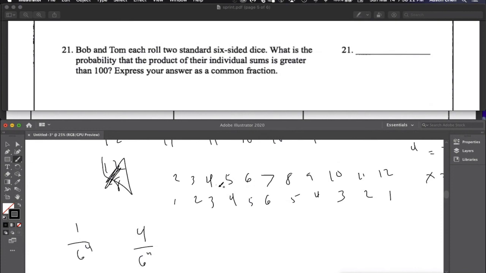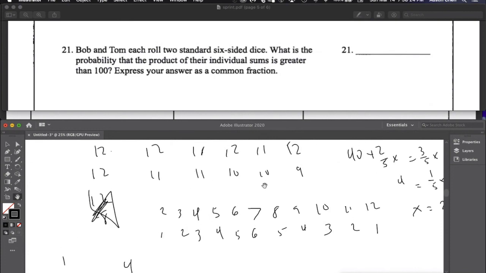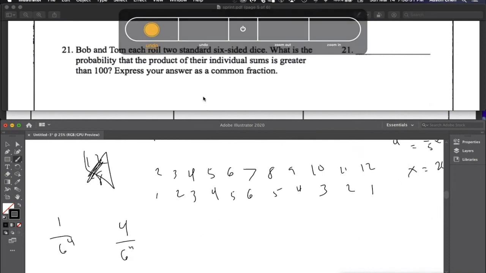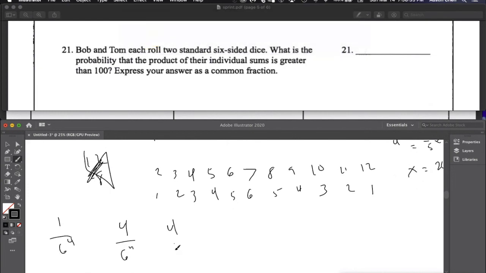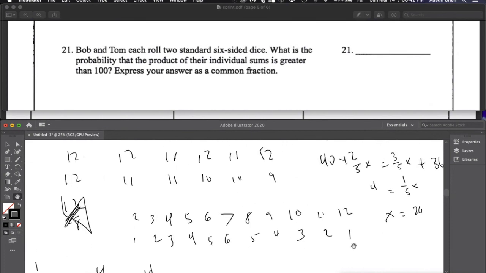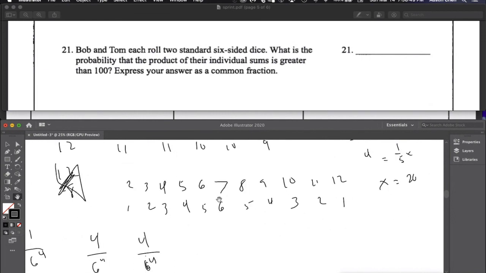And then you basically just do this with all of them, right? So 11 and 11, that's going to be 2 over 36 times 2 over 36, which is going to be 4 over 6 to the 4. And because it's double 11s, you can't arrange that in any other way. So it's just going to be 4 over 6 to the 4. 12 and 10, that's going to be 1 times 3, which is 3 over 6 to the 4. And you can arrange this in two ways. So then you're going to have to double that. So you're going to have 6 over 6 to the 4.